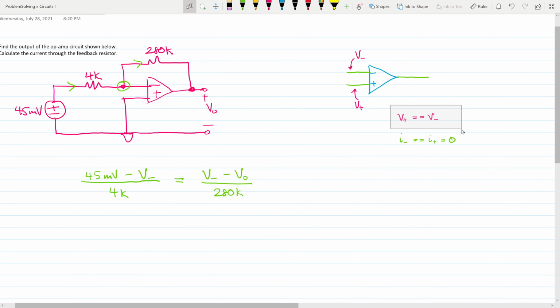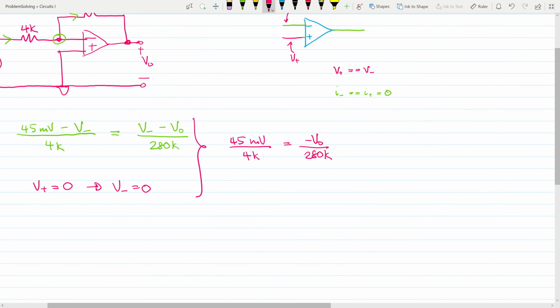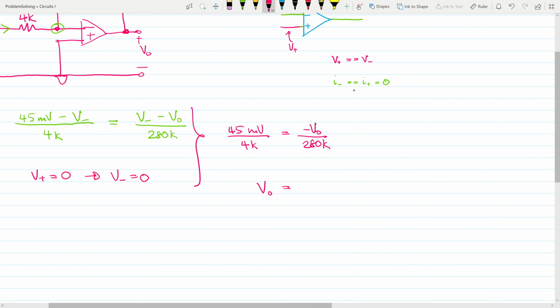You're going to get it from this right here, from where we started, from that assumption, specifically that V positive is equal to V negative. So in this case, because V positive we can see is equal to 0, we can say that V negative is also equal to 0. Therefore, the equation on the top can be simplified to read 45 millivolts over 4K is equal to negative V naught over the 280K. You can solve for V naught and you'll get 280 over 4 times the 45 millivolts. So your answer will be in millivolts, your final answer.